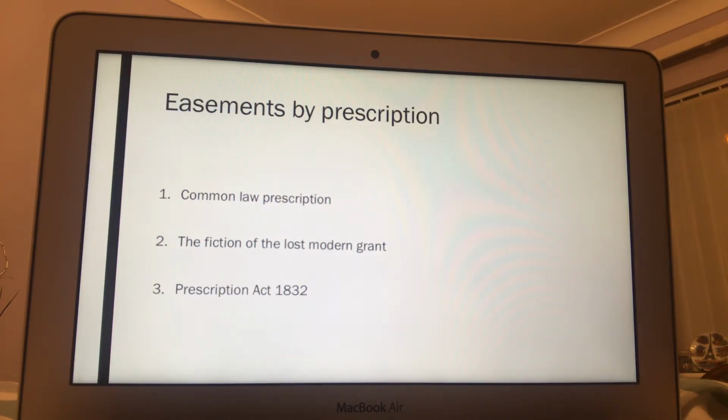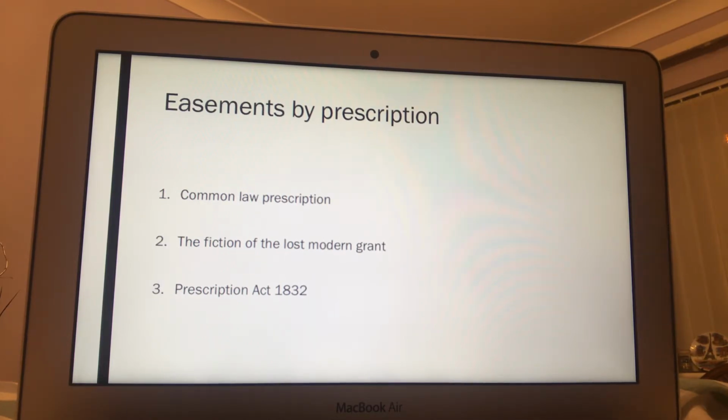Easements by prescription. The basis of gaining an easement by prescription is that you have used the right for a long period of time. There are three conditions that need to be met with this. Firstly, it must be nec vi, which means without force. Secondly, it must be nec clam, which means without secrecy. Lastly, it must be nec precario, which means without permission.